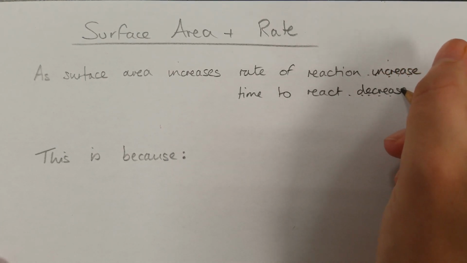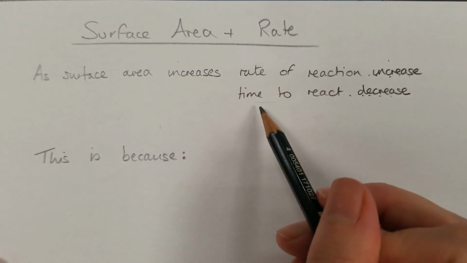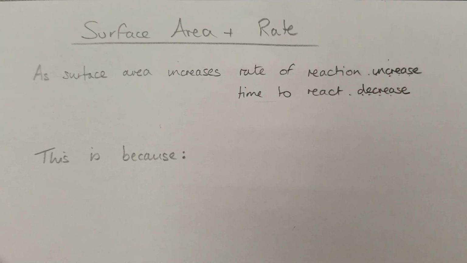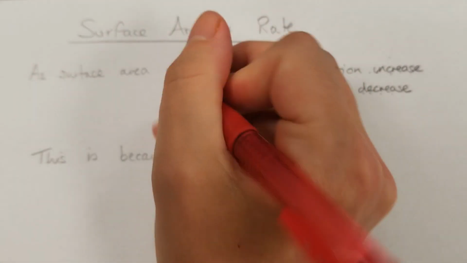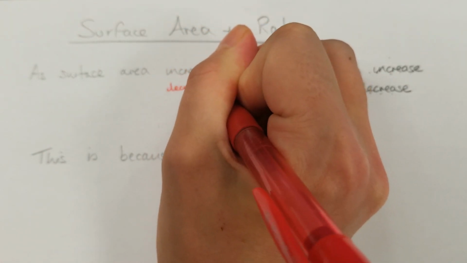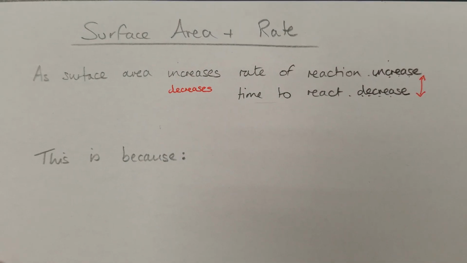Remember what I said about in the exam, checking whether they're asking you to describe the rate or the time, because it's very important that you get the right one when you're talking about it. And as we've talked about before, if the surface area was decreased, if the particles were made bigger, we would swap these two round. The rate of reaction would decrease and the time to react would increase.